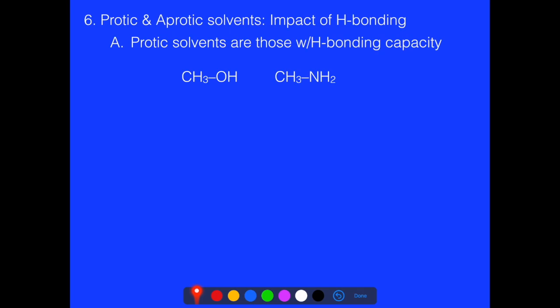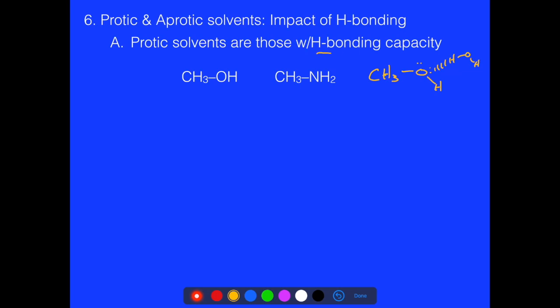One of the things that we need to think about when we start talking more about these solvents is whether they're protic or aprotic. Protic solvents are those that have hydrogen bonding capacity. That would be something like OH or NH2, and we know that these can form hydrogen bonds. We just saw CH3OH show up with a little bit more of its bond angle. Again, we can get these hydrogen bonds that can form, and that might be with something like even water.